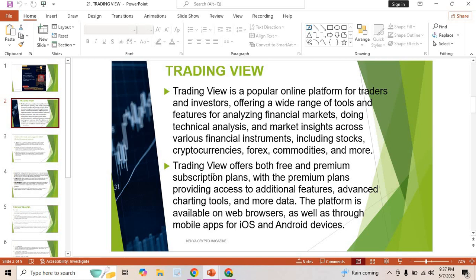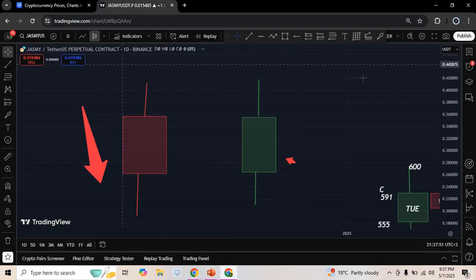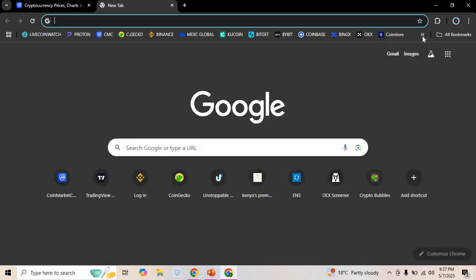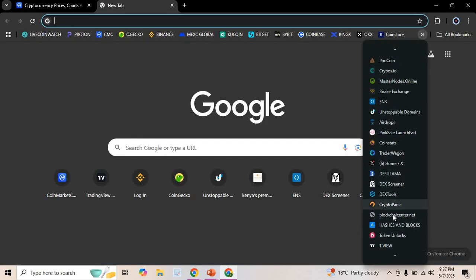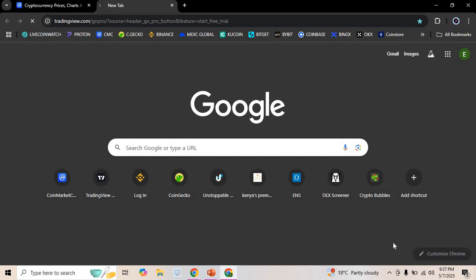All those financial markets. So TradingView offers both free and premium subscription plans, with the premium plans providing access to additional features, advanced charting tools, and more data. The platform is available on web browsers as well as through mobile apps for iOS and Android devices. So before you even go ahead, this is what you call TradingView. And I want to start afresh so that you can start from the word go, for someone who has never even interacted with TradingView.